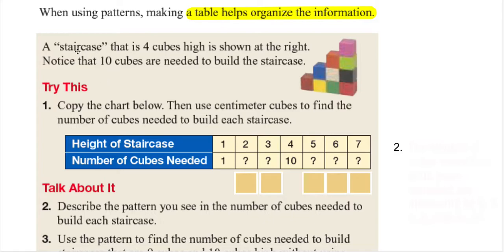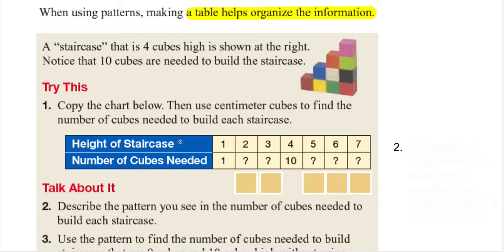A staircase that is 4 cubes high is shown at the right. Notice that 10 cubes are needed to build the staircase. So this is your staircase, and you have 10 cubes needed to build that staircase. Copy the chart below, then use centimeter cubes to find the number of cubes needed to build each staircase. Let's say you don't have centimeter cubes. Let's just imagine.